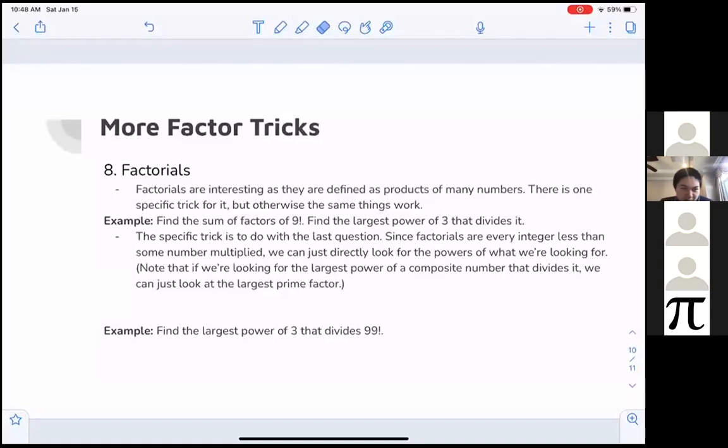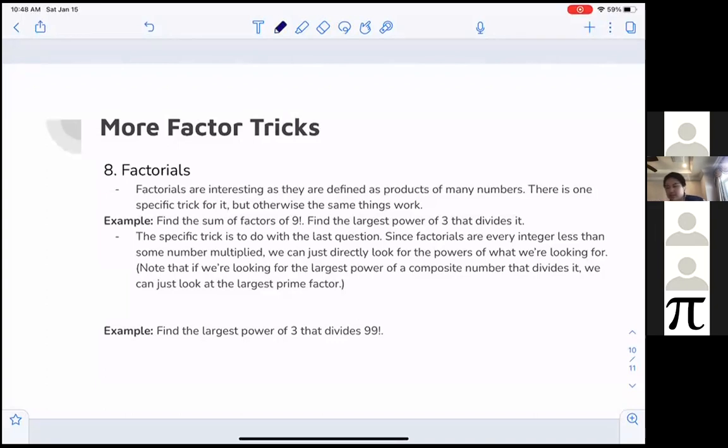Alright, so now we will have more factorial tricks. Factorials are interesting, and we saw them in counting before as the answers to many counting problems. They're interesting as they're defined as the products of many numbers. There's one specific trick for it, but otherwise the same things work all the time.